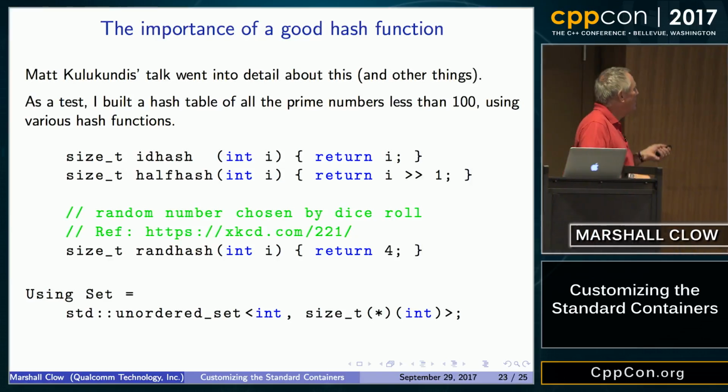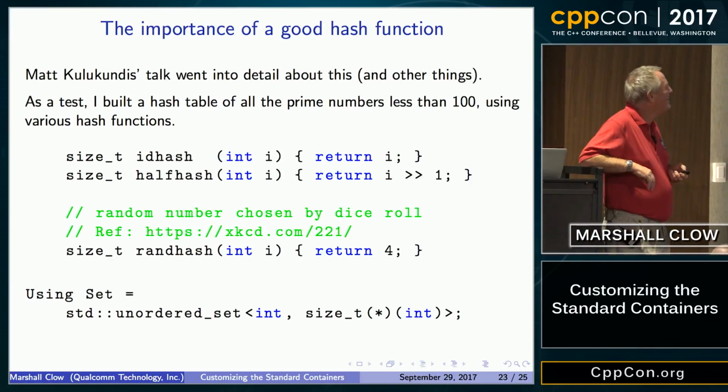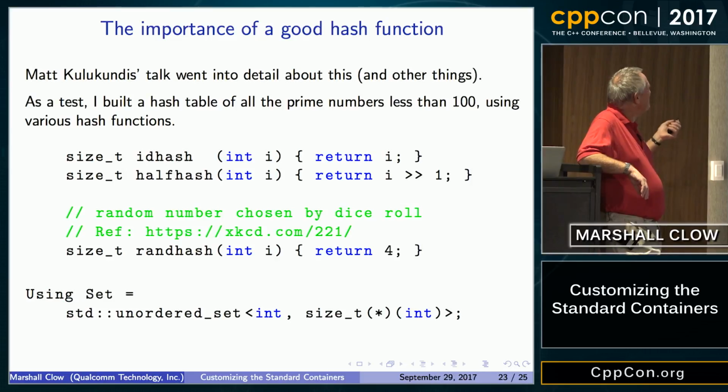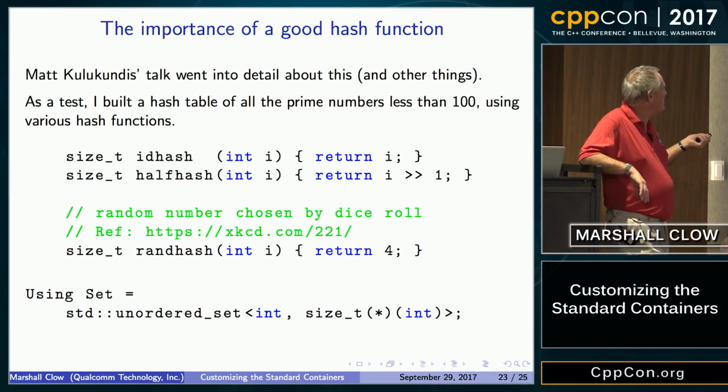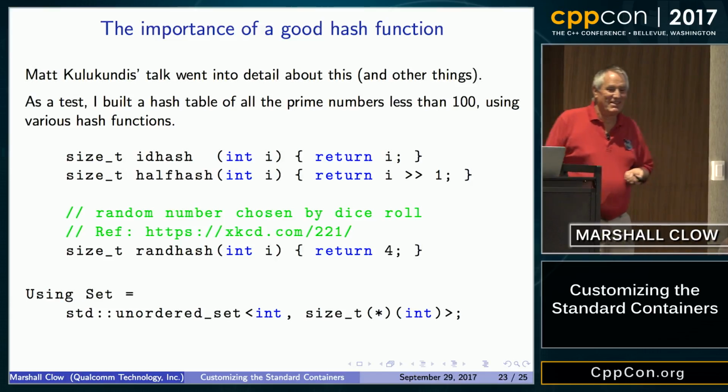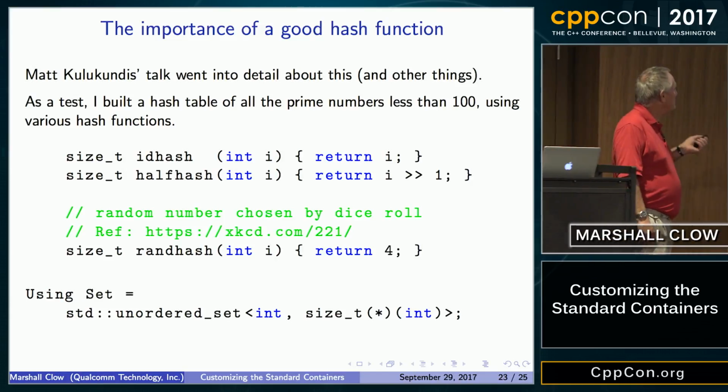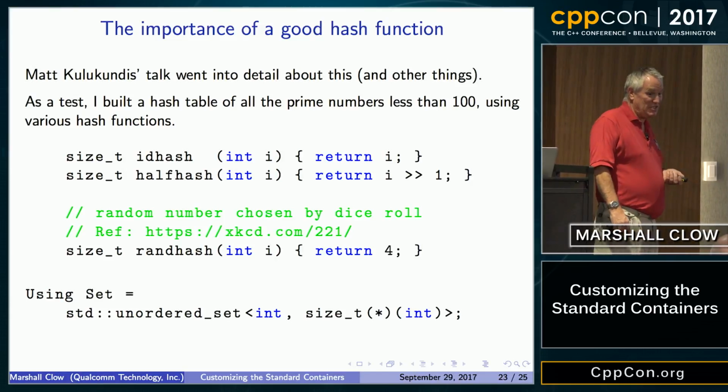When you talked about a random number by dice roll, is that that you do one dice roll and choose what number, or is it just a random generated dice? I rolled a dice once and said, that's a random number, 4. The reference to XKCD, it's a joke, okay? It's not a random hash, it's a constant hash.